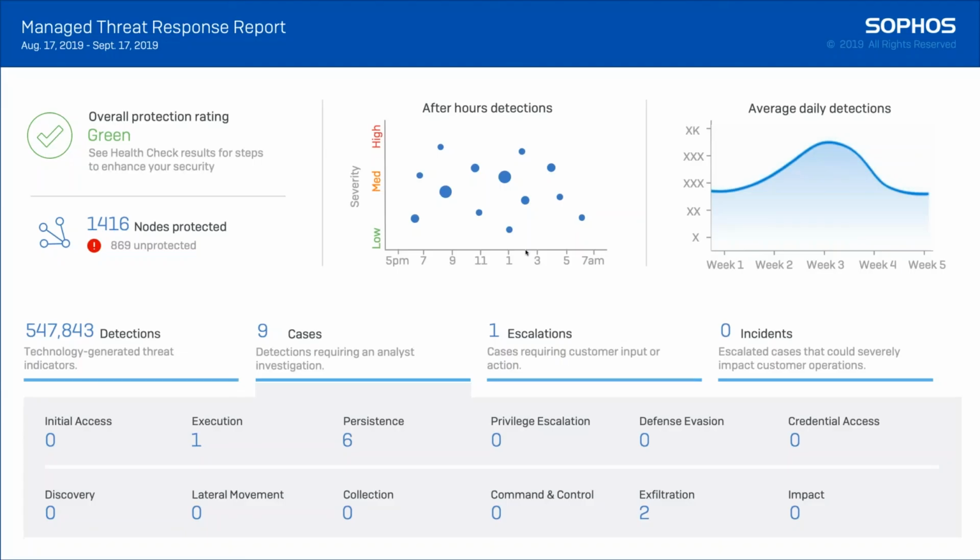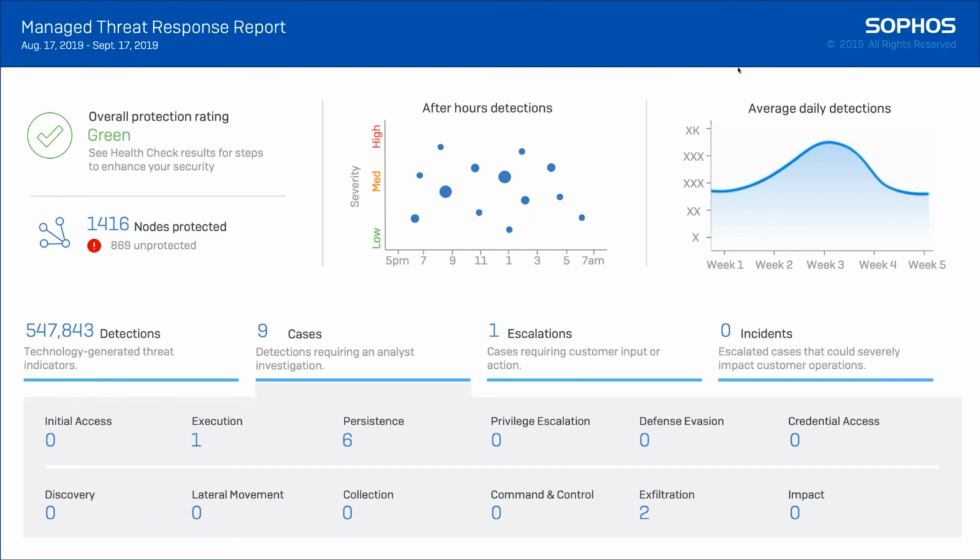All right, so I mentioned before the monthly report. This is a sanitized version of one of our reports. And again, we designed this so that it would be useful to all levels of an organization. At the top left, you're seeing the overall protection rating. That's largely going to be an outcome of what we found as we conducted your initial health check. Just below that, you have visibility into the number of nodes that we have protected. You can see here, 869 unprotected nodes. These are areas where our team doesn't have visibility and can't take any of those response actions. So that's an area we want to have constant visibility. We need to get as much coverage as possible.